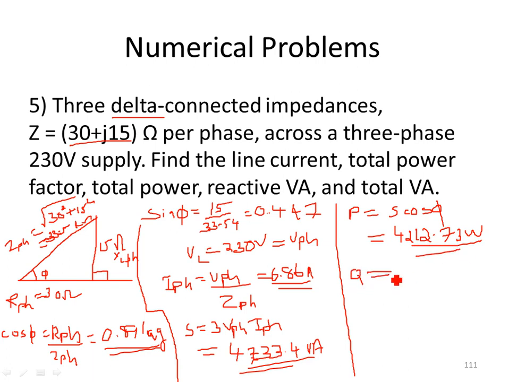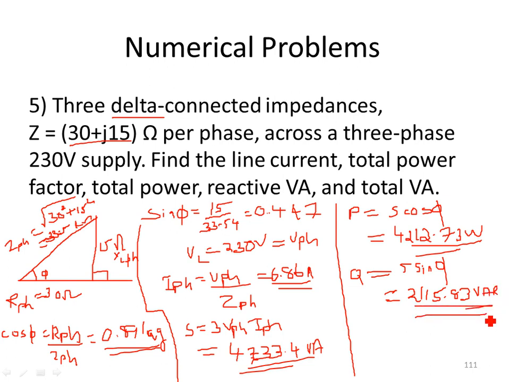Now what is reactive power Q? Reactive power Q is S sin phi. S is what? 4733.4 into what is sin phi? Sin phi is 0.447. So that comes to 2115.83 volt ampere reactive. Okay.